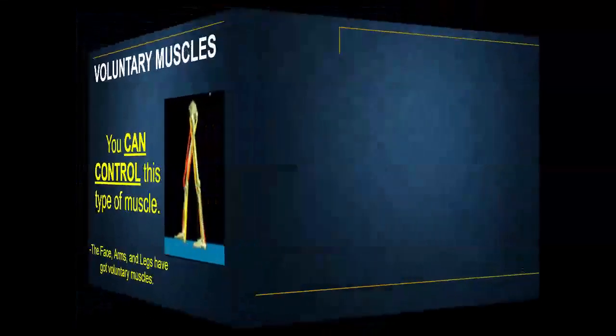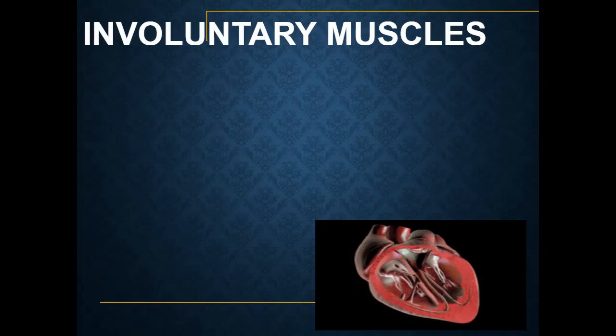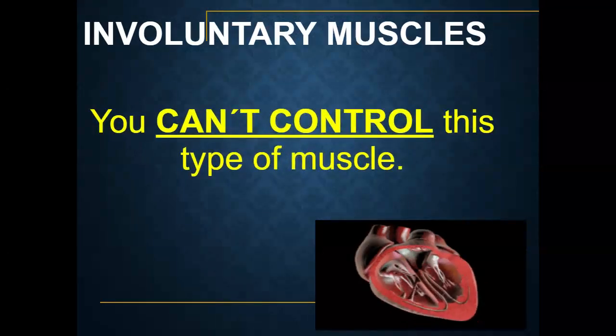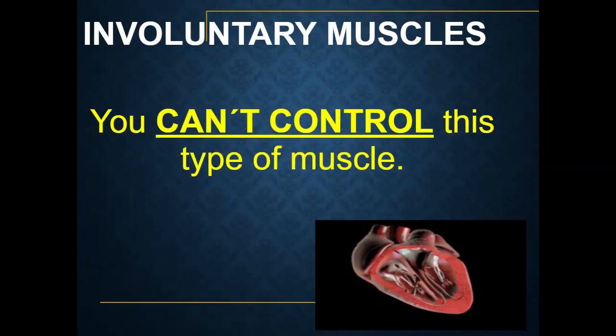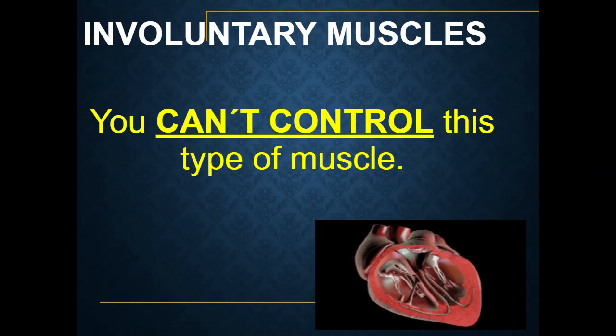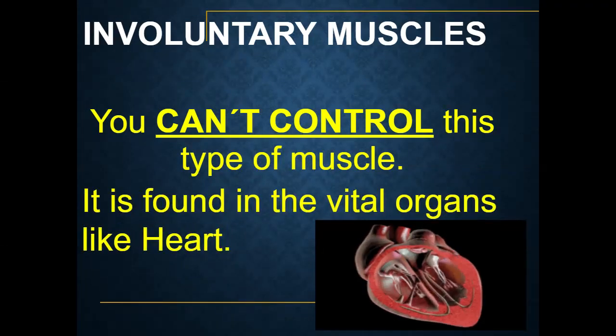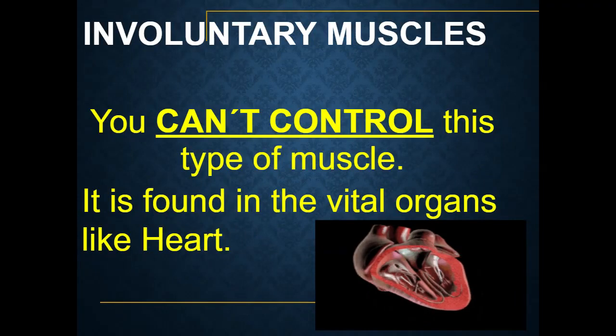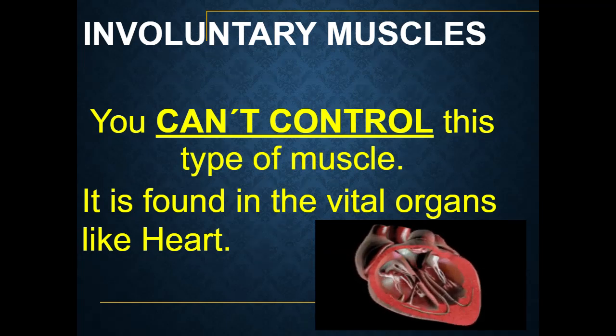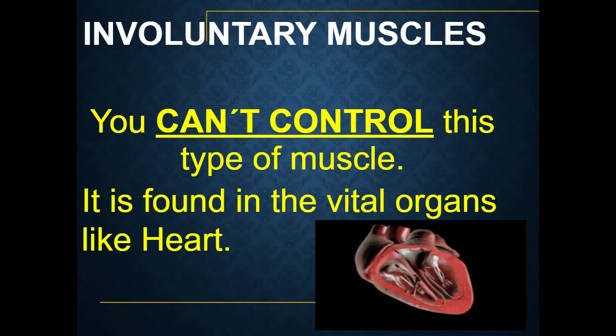Children, another type of muscle is the involuntary muscles. Children, the muscles that work but are not under your control are called involuntary muscles. You cannot control this muscle. It is found in vital organs like the heart, stomach, intestine, etc. Children, so involuntary muscles are the muscles which you cannot control.